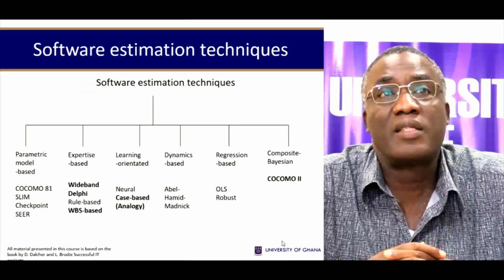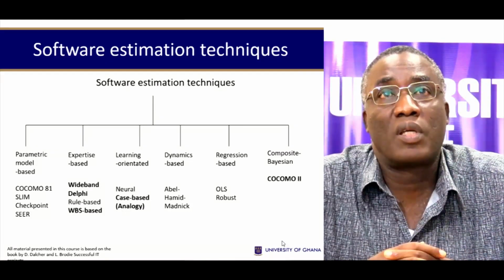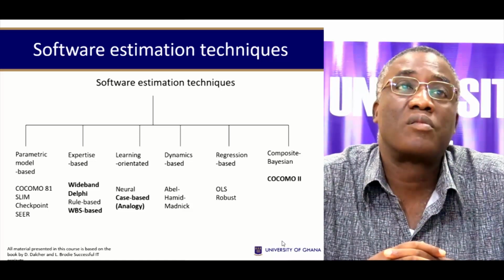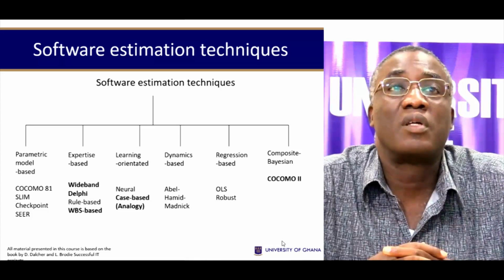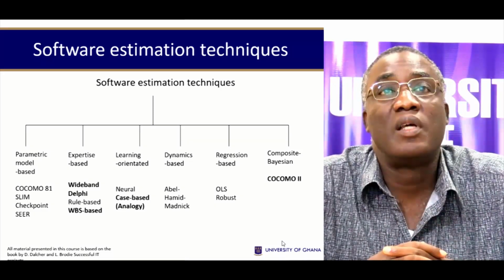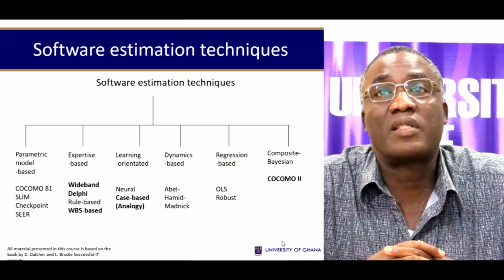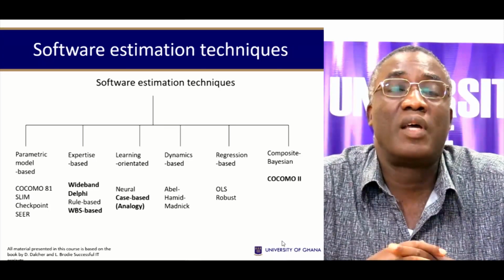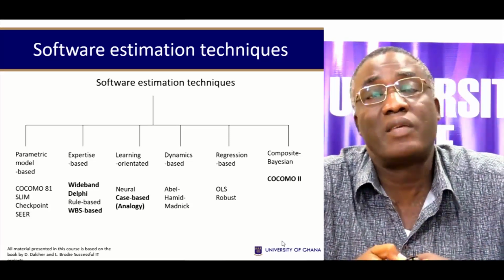There are a number of techniques that are available for software cost estimation. There are the parametric models or parametric-based models, expert-based models, learning-oriented, dynamics, regression-based, and the composite Bayesian models. And examples of each of them are given in the slide.